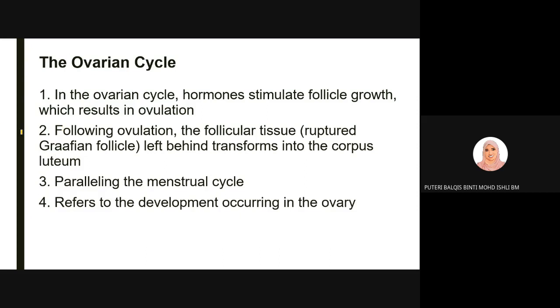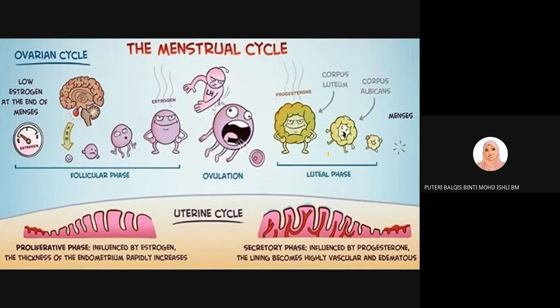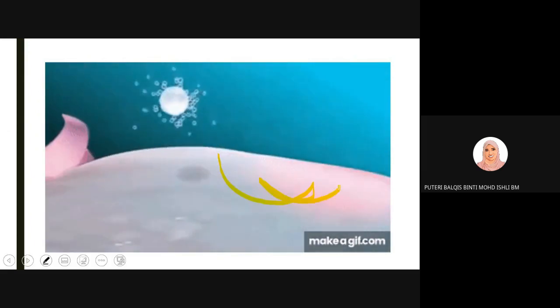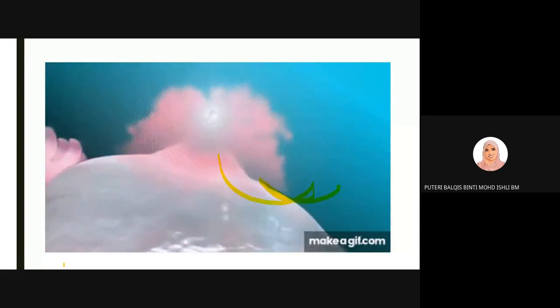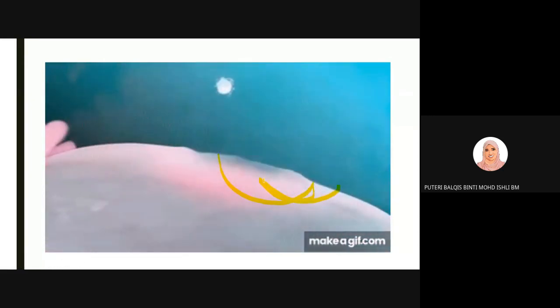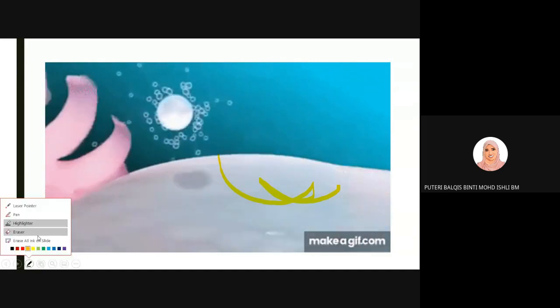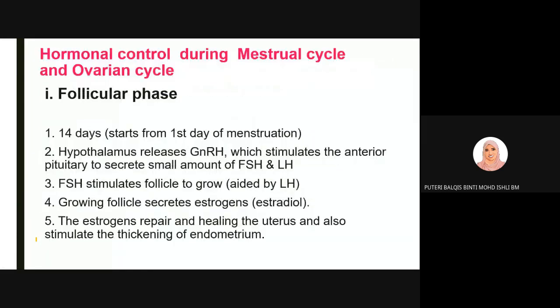Alright. In the ovarian cycle, hormone stimulate follicle growth, which results in ovulation. Following ovulation, the follicular tissue left behind transform into corpus luteum. So bila ovulate, mana letak gambar ni? Bila berlakunya ovulation, secondary oocyte release, follicle kat dalam ni dia akan tukar menjadi corpus luteum. Itulah.